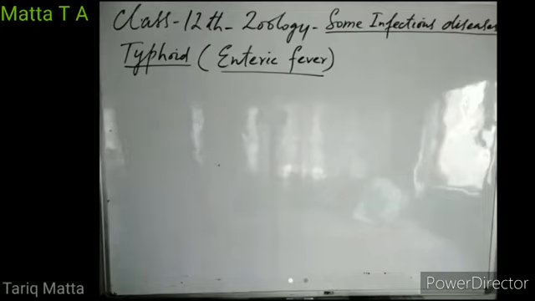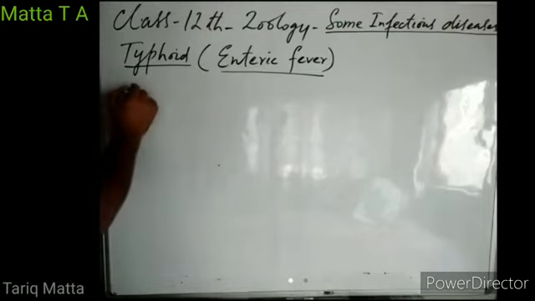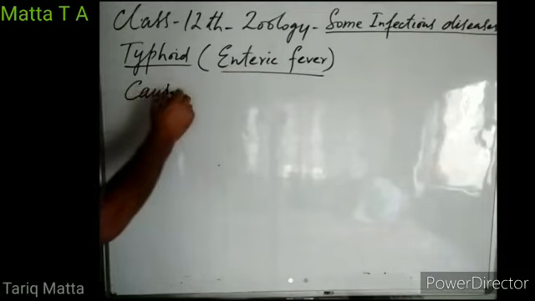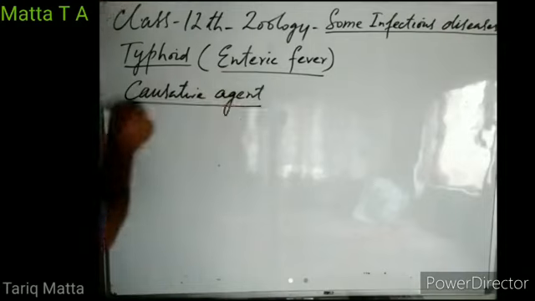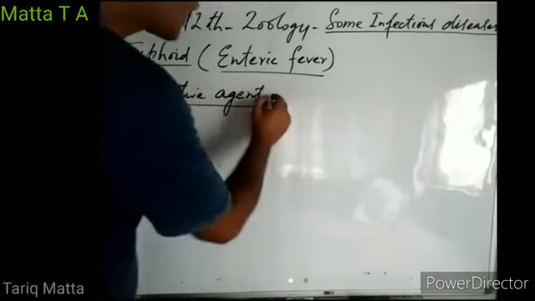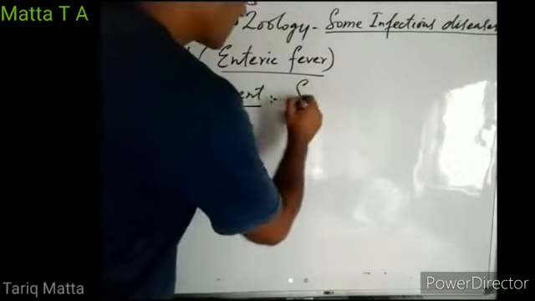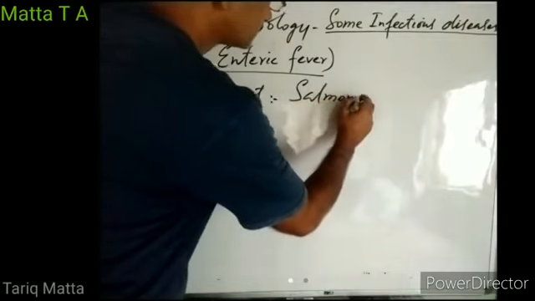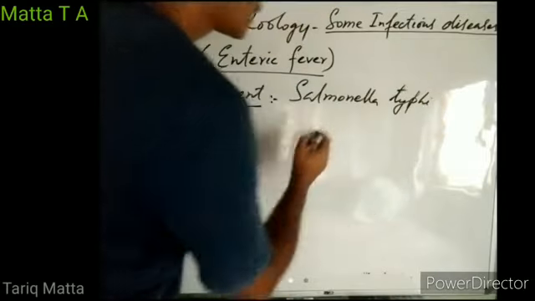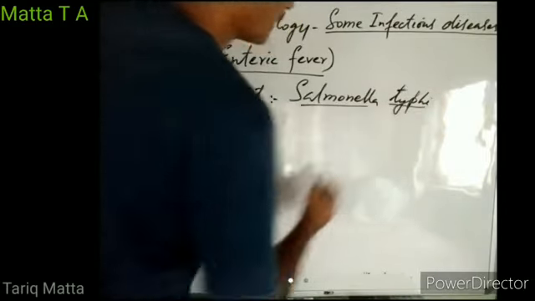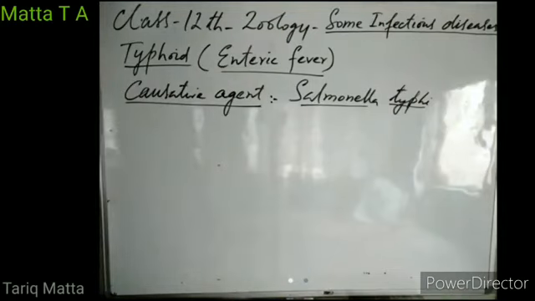So first of all, we have to look at the causative agent of this typhoid. What causes this typhoid? Typhoid is caused by a bacterium known as Salmonella typhi. Now we have to look at its mode of infection, how it infects a person. How does it enter into the body of a person?